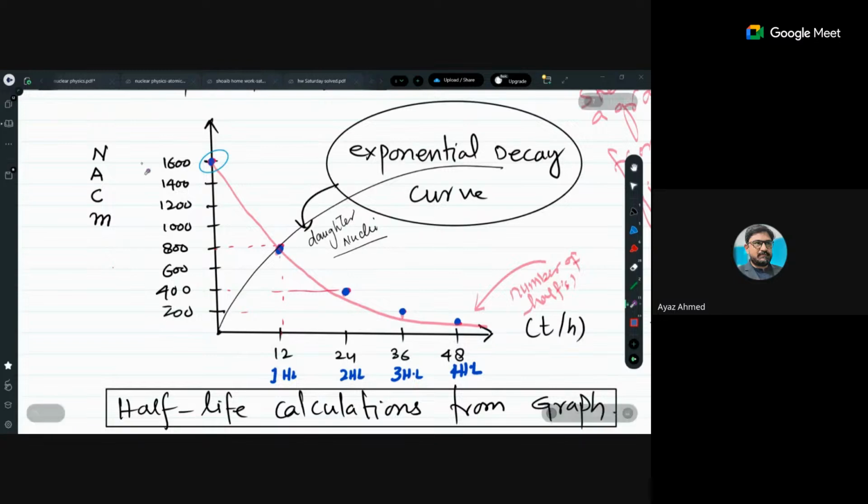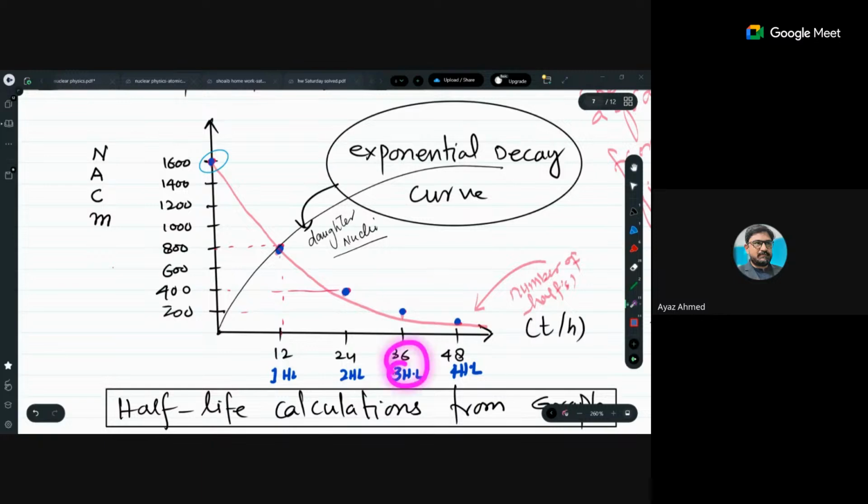So 1600 is originally the number of nuclei, activity, count rates, mass, etc. After one half life, it would be half of the original. So what is half of the original? 800. So you will spot 1 point over here. After two half lives, it is divided by 4. 1600 divided by 4, as I told you, so it would be at 400 at this point.